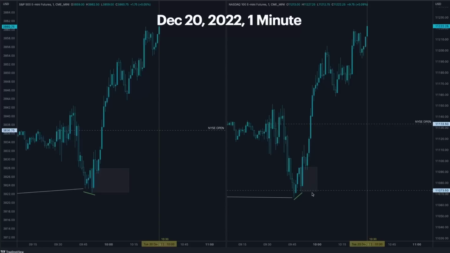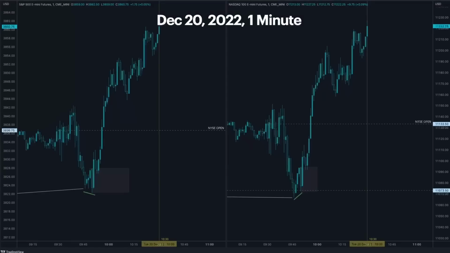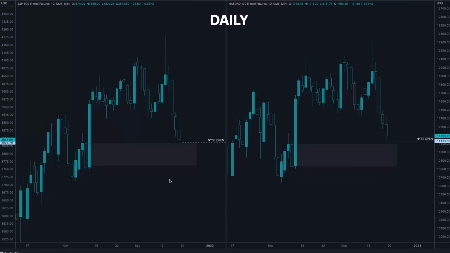So now you're at 10 a.m. and you're seeing this big displacement. Before that day, we can see this is the day before that setup appeared. So the day before this setup, we can see that we're trading into this discount area. We have this order block, this bullish order block.